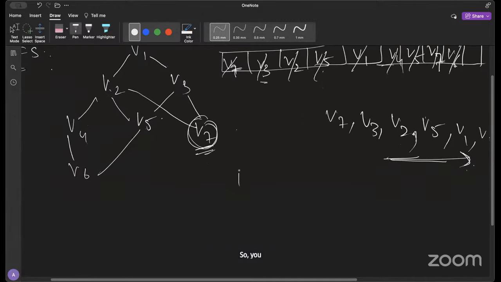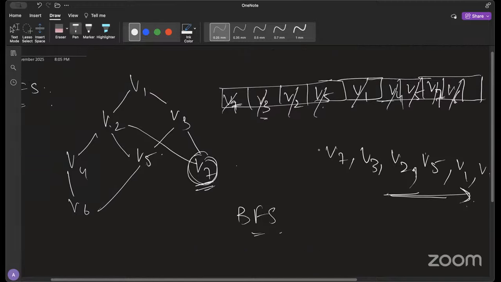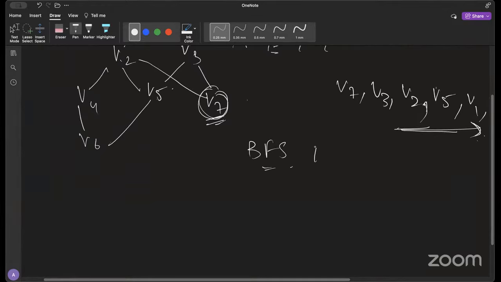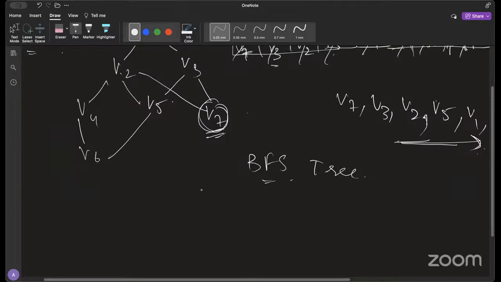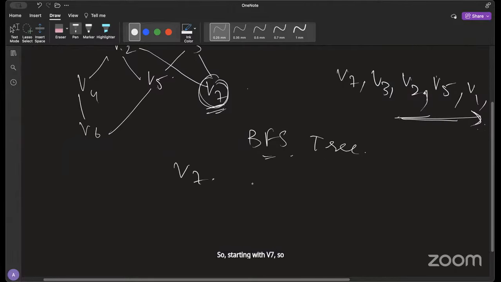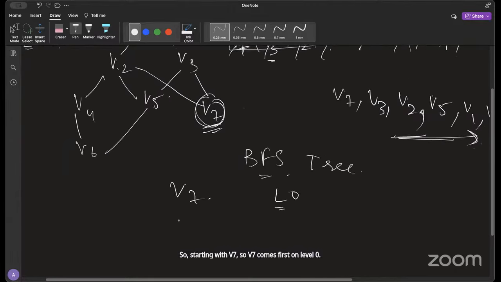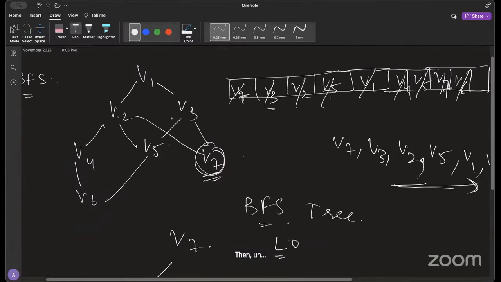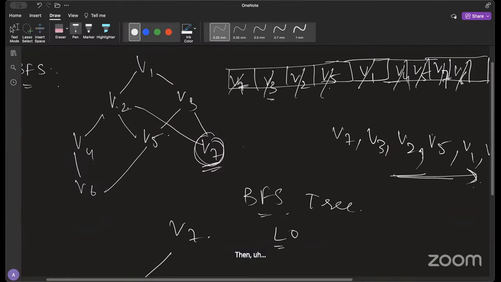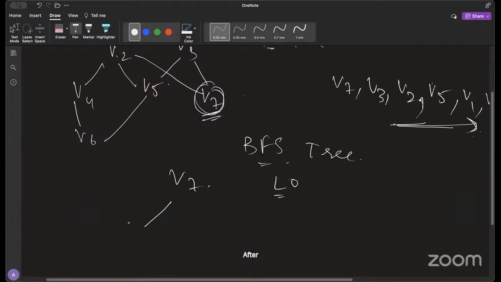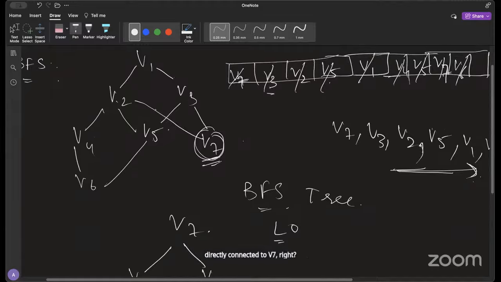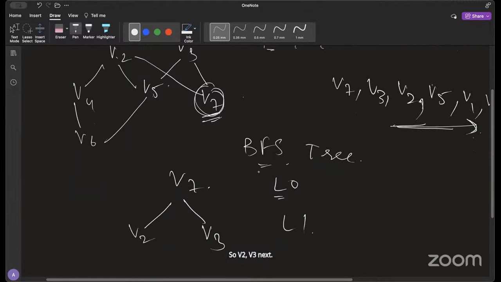So how do we make the BFS tree? It's just starting with V7. So V7 comes first on level 0. This is your level 0. Then after V7, you have V2 and V3 on the first level, directly connected to V7, right? So V2, V3 next on level 1.